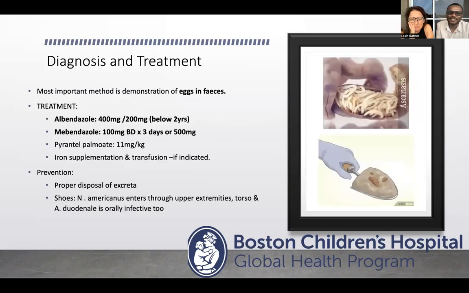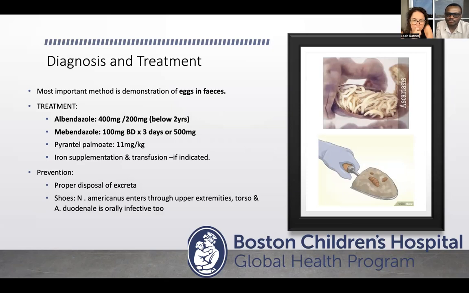So treatment, diagnosis, as I said, is by finding, demonstrating the egg in feces. And albendazole 400 milligram for those above 2 years is the standard treatment in our part of the world, 200 milligram for those less than 2 years. Other options are mebendazole, 100 milligram twice a day for 3 days, or 500 milligram stat. Then pyrantel pamoate, 11 milligram per kg. Iron supplementation and transfusion, of course, if indicated.